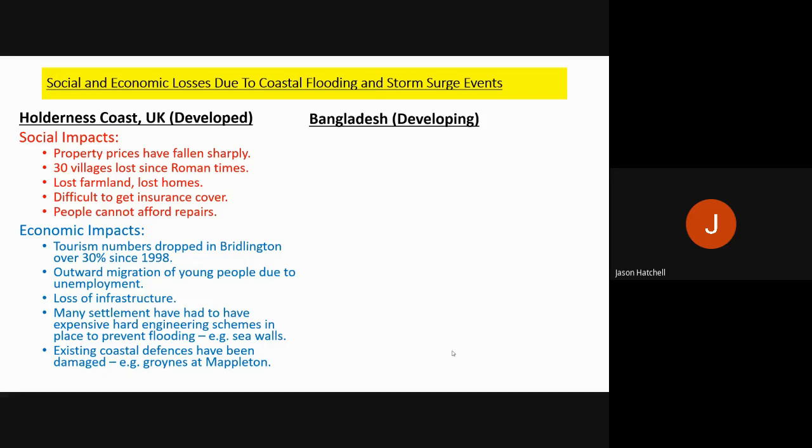In terms of economic impacts, there has been a drop in tourist numbers by around 30% since 1998. Outward migration has been happening, particularly of young people. Infrastructure loss. Settlements have had hard engineering schemes put in place to prevent flooding, like sea walls, which are very costly. And existing coastal defences have been damaged. For example, the groins at Mappleton were severely damaged by storm surges, and this needs to be replaced, and that costs even more money. Now, in terms of a developing nation, we're going to look at Bangladesh.